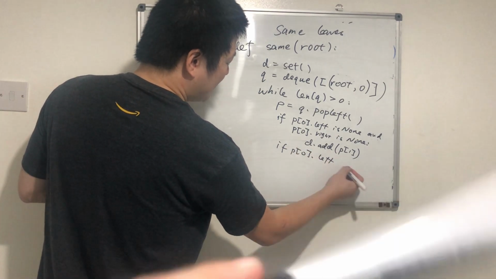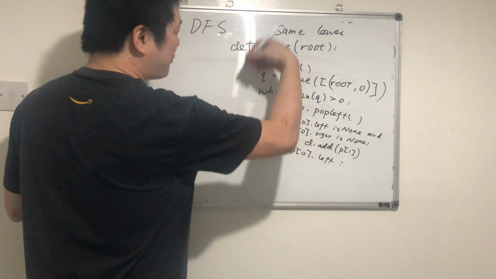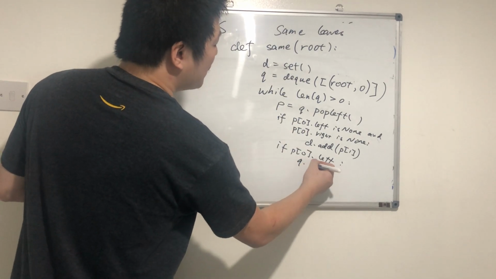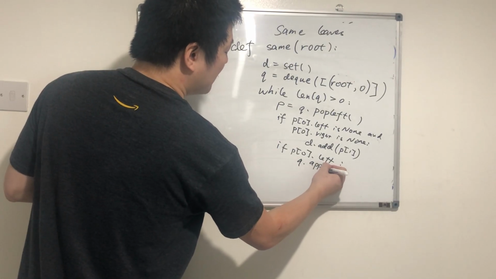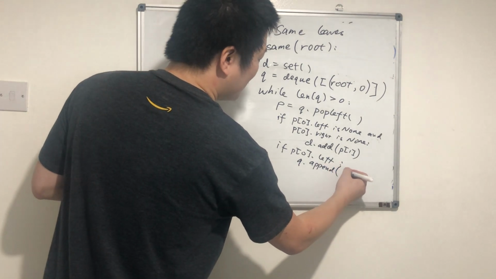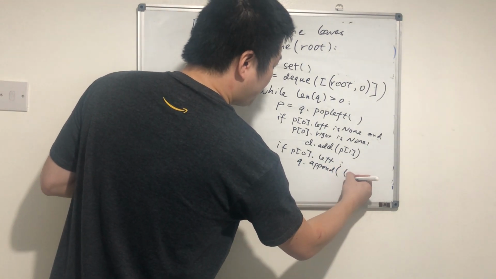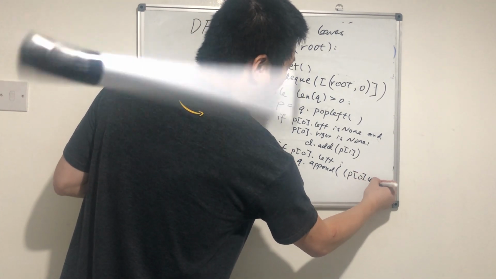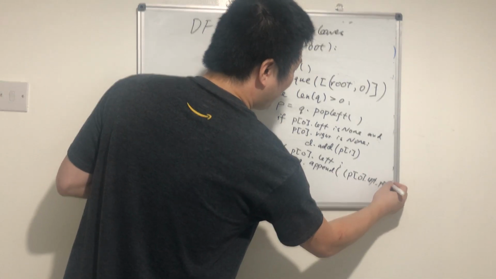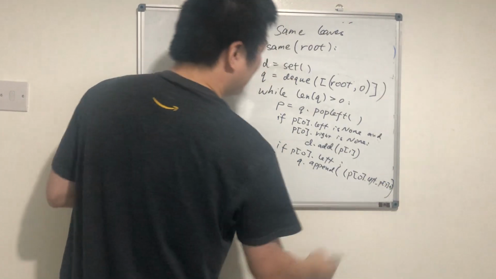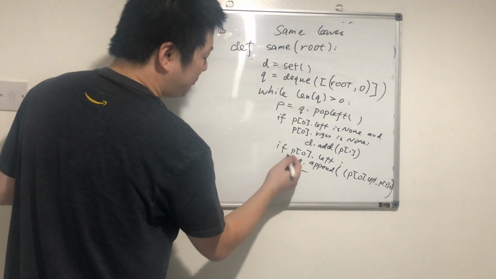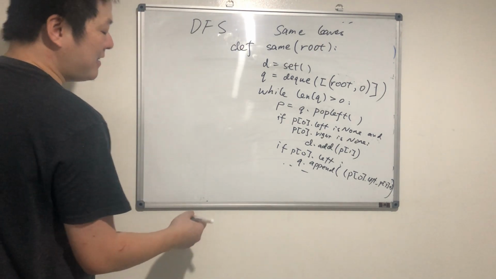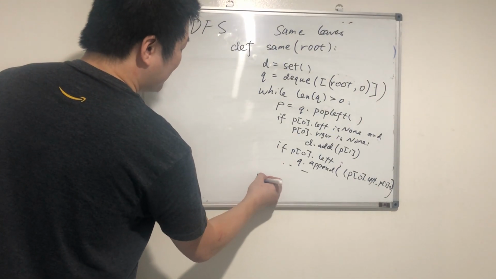And if P0 dot left is not none, then we need to push it into the queue. So Q dot append what? P0 dot left and then P1 plus 1, right? P1 is the depth, plus 1. And the same for this one: this is P0 dot right. And at the end we need to return what?